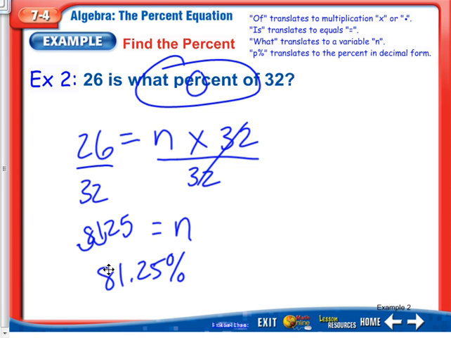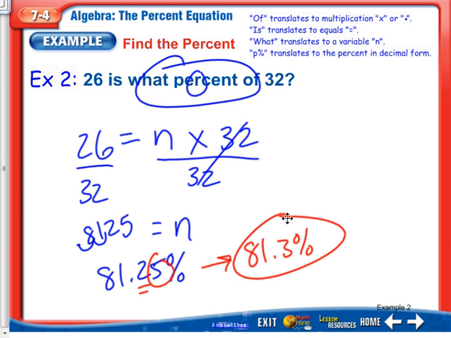So we end up with 81.25%. Now, if the directions ask us to round to the nearest tenth, the 2 is in the tenths spot, and the 5 tells us to round up. So actually, our answer is going to be 81.3% if we round it to the nearest tenth, which your directions in your homework will ask you to do.